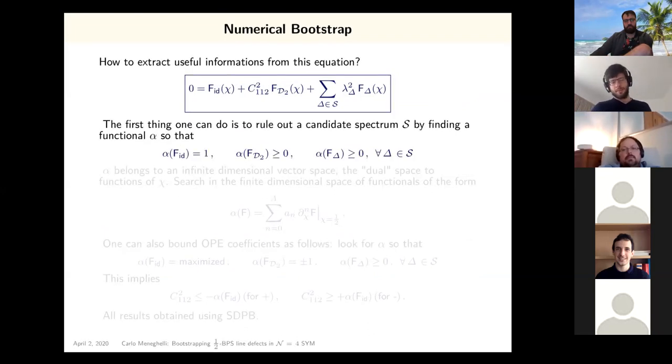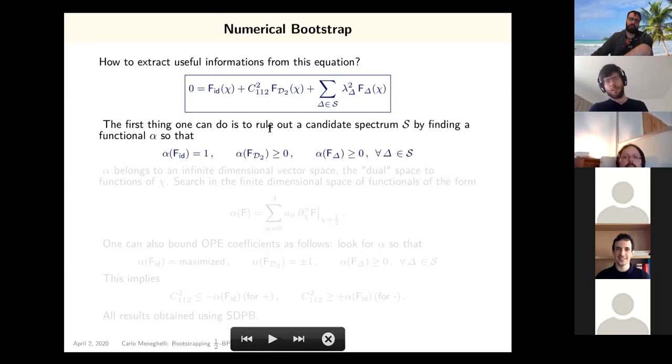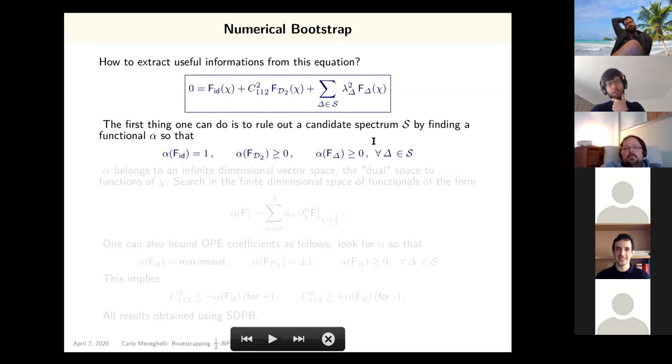But the zero order idea of the numerical bootstrap is to rule out candidate spectra. Imagine that I find a linear functional alpha, which can be swapped with the infinite sum. You apply the functional alpha to this equation and imagine that you find a functional with this property: it is one on the identity block and positive on all the rest, where delta is restricted to the guessed spectrum. If you find such a functional, you cannot solve this equation with positive C squared and lambda squared, because you have 1 plus positive equals 0. So there is no way to solve it.